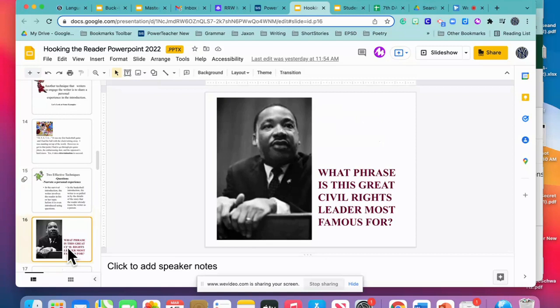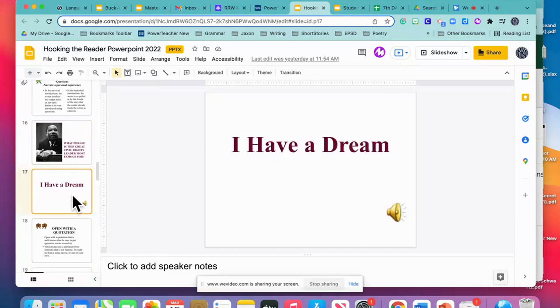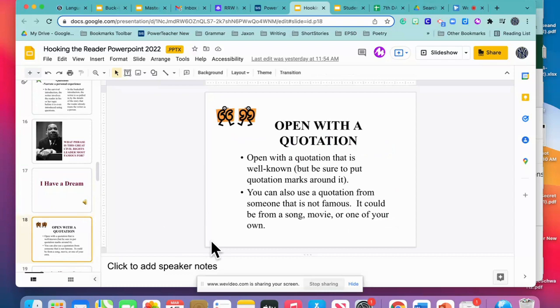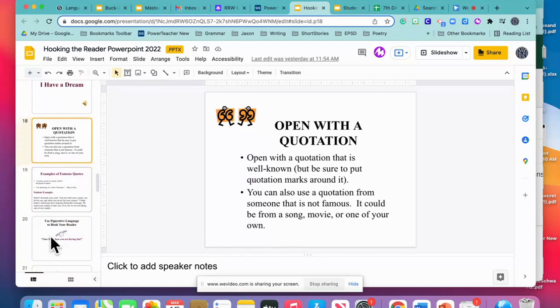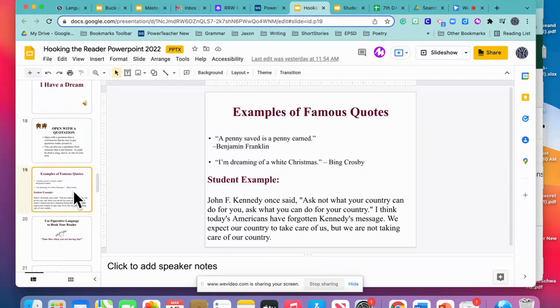So you should know who this man is, Martin Luther King Jr., okay? And who thinks they know what's a phrase that this civil rights leader is famous for? You guessed it. I have a dream, okay? So you can open with a quote from a well-known person, and you have to put it in quotation marks, okay? You could use it from a non-famous person, like from a song or a movie, but I would stick with something that is reputable.